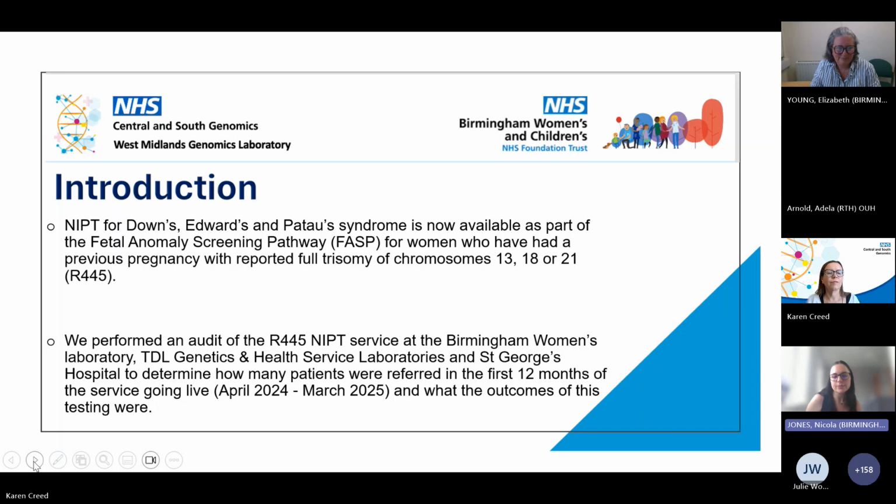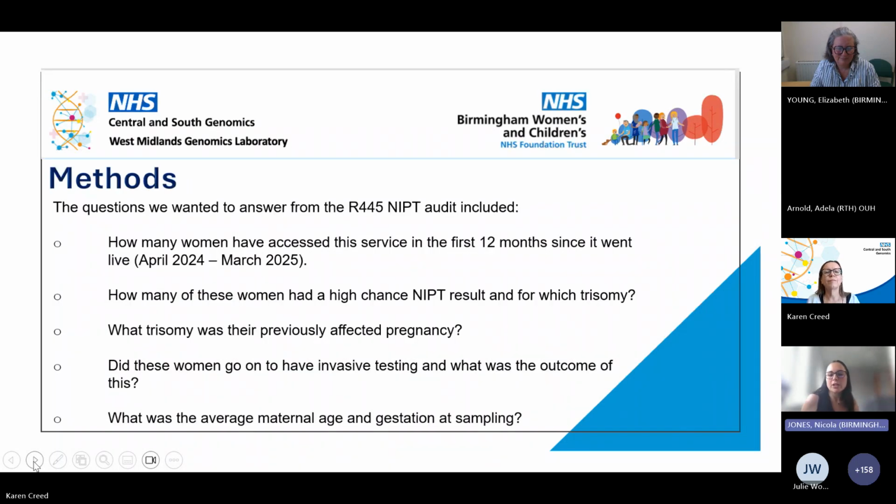Next slide, please. The questions that we essentially wanted to answer from this audit included: how many women accessed this service between April 2024 and March 2025? How many of these women then went on to receive a high chance NIPT result, and for which trisomy? What was the trisomy of their previously affected pregnancy? Did these women go on to have invasive testing, and what was the outcome of this? And what was the average maternal age and gestation of those women referred at sampling?